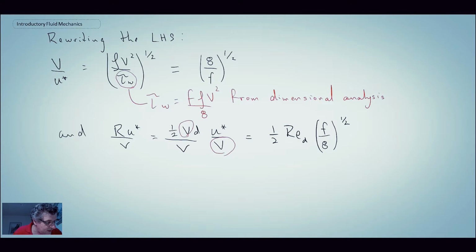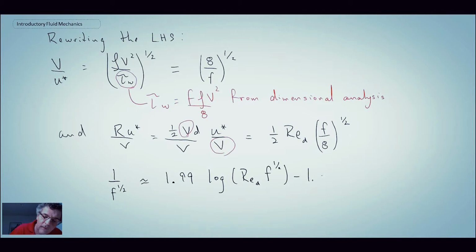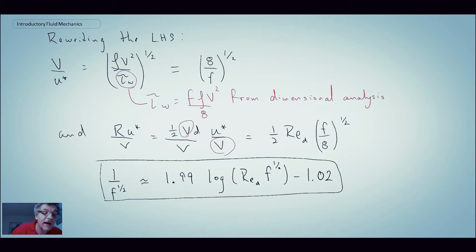And with that, we can then rewrite Millikan's velocity relationship. And we get something that looks like this. And I've now transformed from a natural logarithm to a base 10 log. So this profile is something that Ludwig Prandtl came up with in 1935.